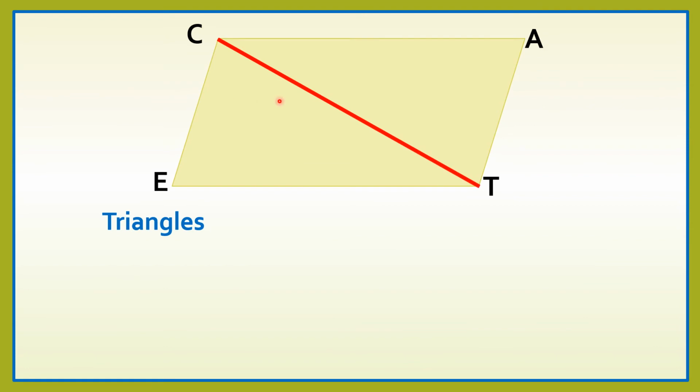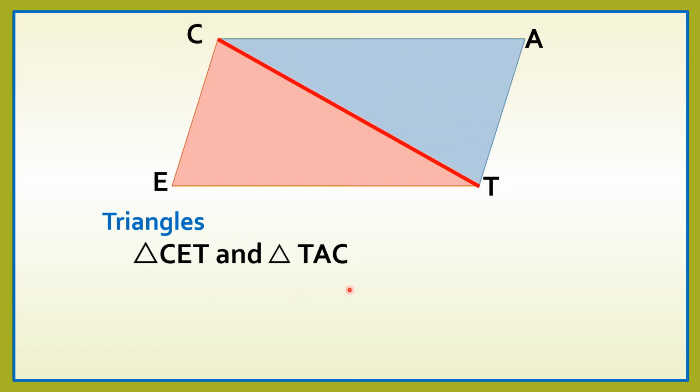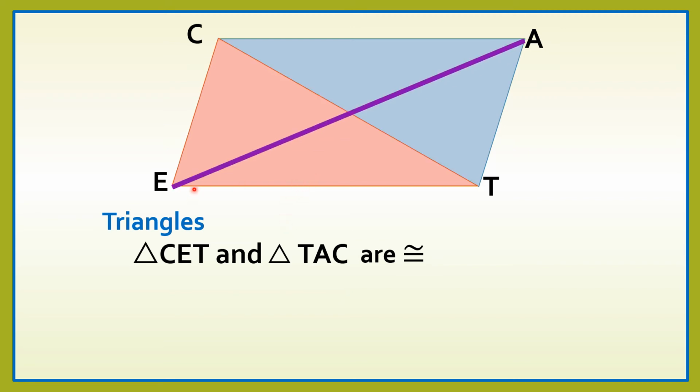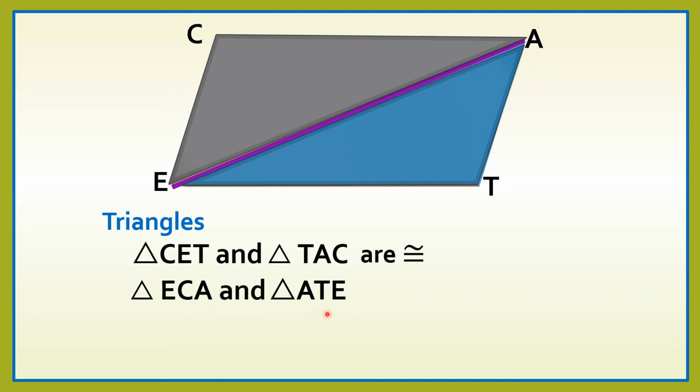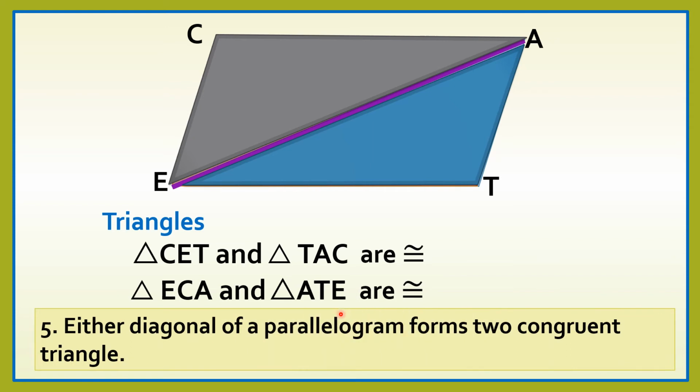Let us draw here line segment. Segment CT. So kapag nag-draw tayo dito ng line segment, makaka-form tayo ng two congruent triangles. These are triangle CET and triangle TAC. They are congruent. Another, if you're going to draw here line segment EA, makaka-form ulit tayo ng another two congruent triangles. So, these are triangle ECA and triangle ATE. They are also congruent. So, either diagonal of a parallelogram forms two congruent triangle.